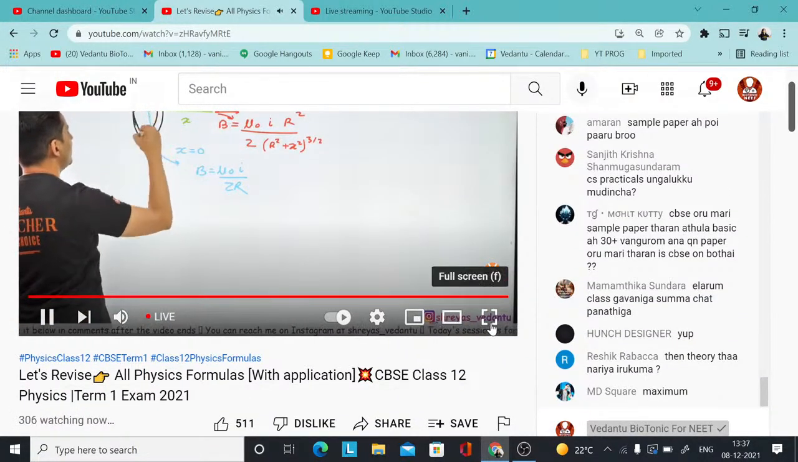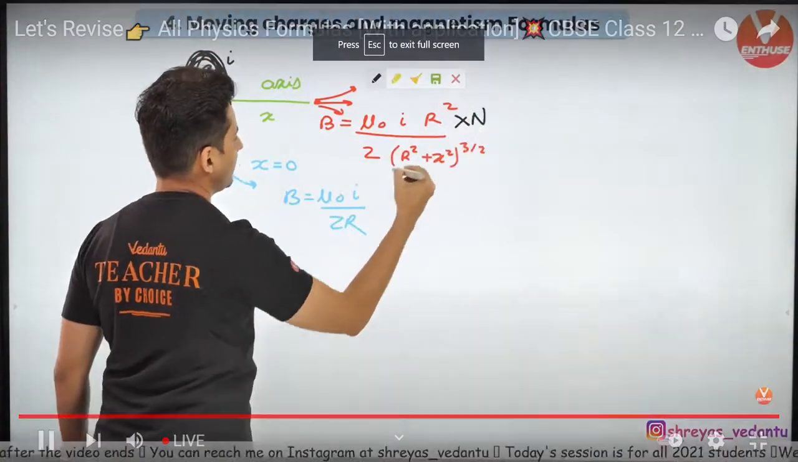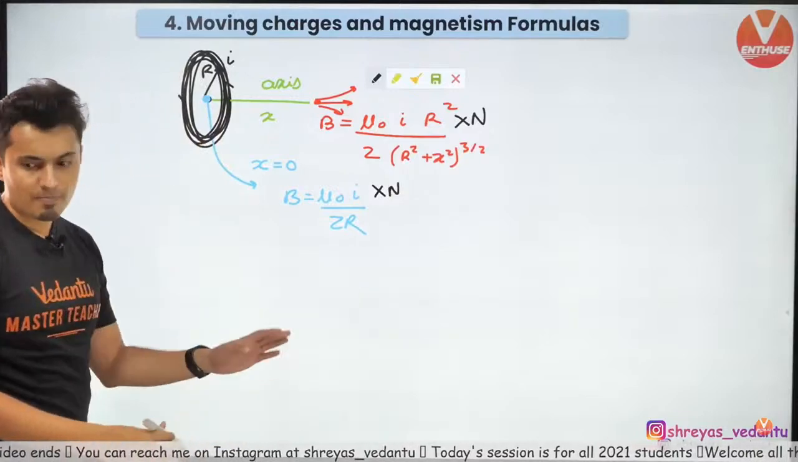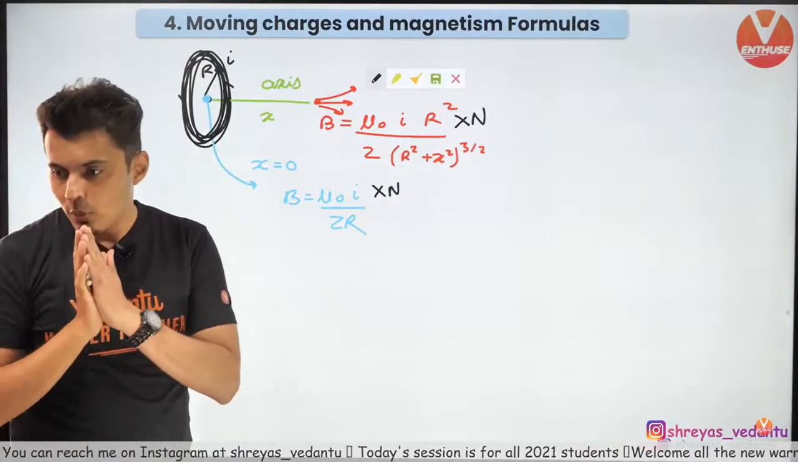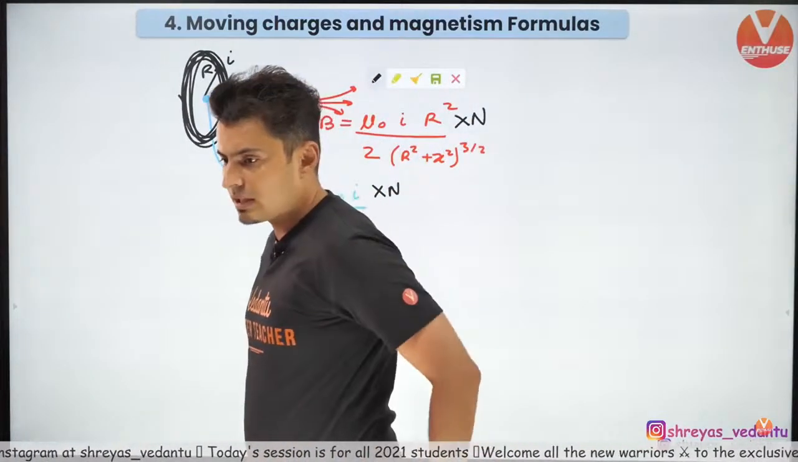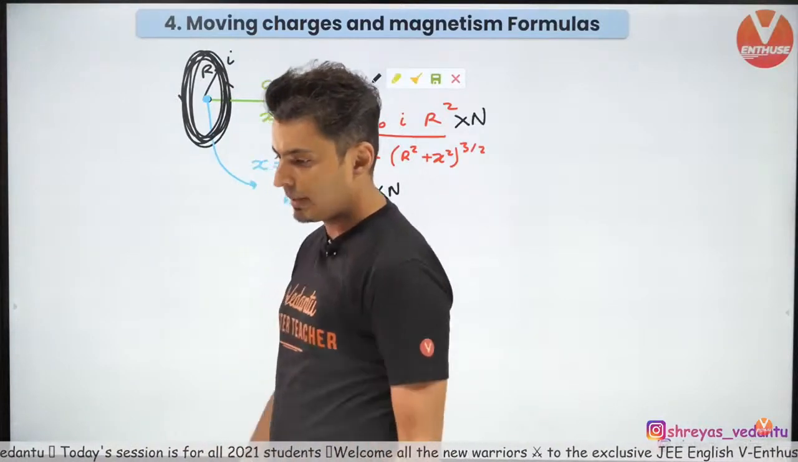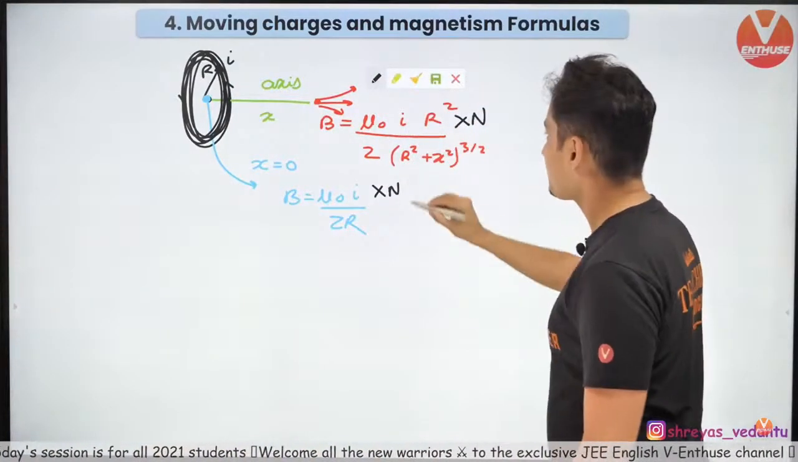There are many turns, there are many loops over here, so then just multiply by n if there are many turns. That's it. Very good. Okay, so we'll complete this formula revision and then we'll go to the problem solving. Don't worry, we are going to go to the formula revision.